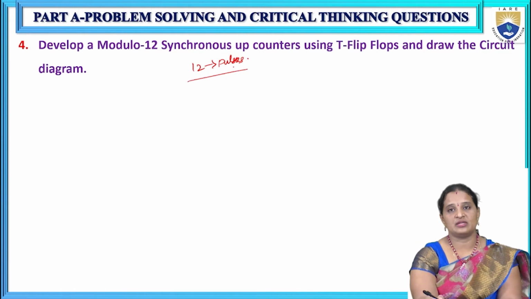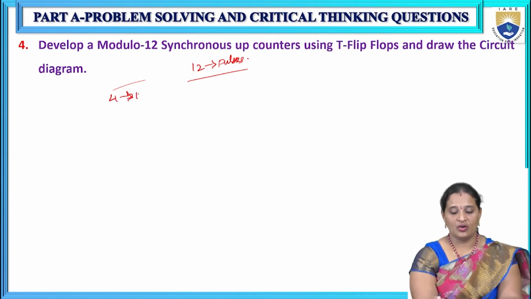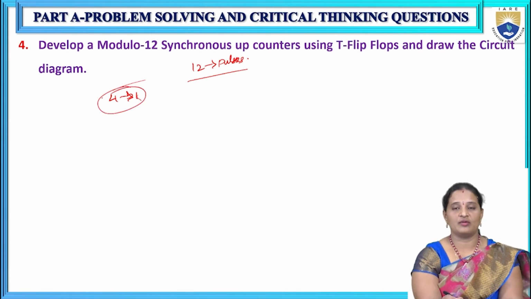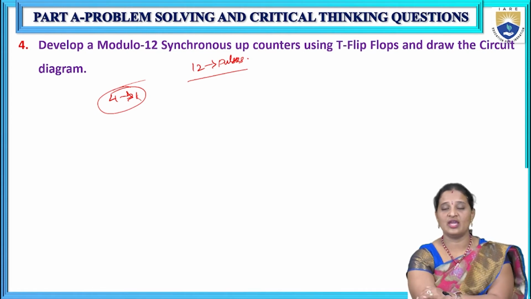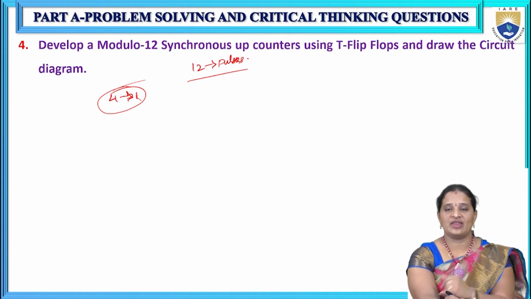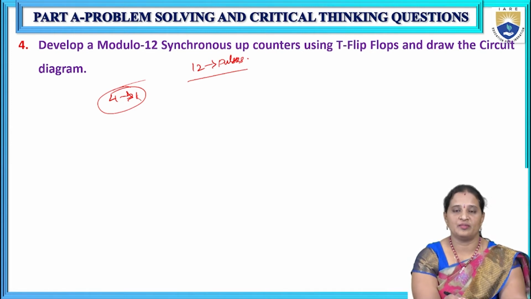To count the 12 pulses, what is the minimum number of flip-flops required? That is 4. 4 flip-flops are required. What about the remaining states? By using 4 flip-flops, I can design a 16-state counter, but it has to count only 12 pulses, whereas the remaining 4 are all considered to be don't cares.